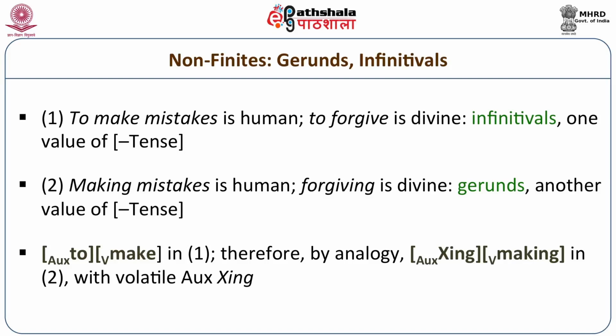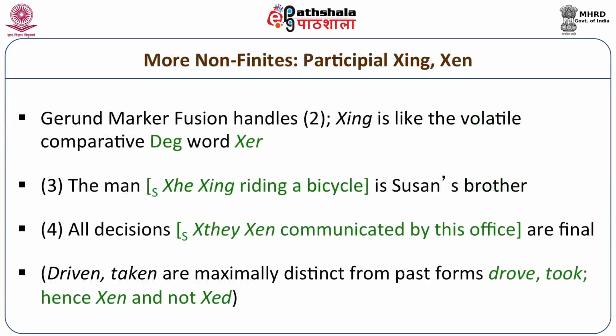Let us now move to participles, another type of non-finite clausal structure with corresponding non-finite material under the tense node. Consider sentence 3. The man riding a bicycle is Susan's brother. Riding a bicycle in the deep structure must have a subject of the clause co-referential with the man. The subject is the volatile x-he. It must also have a volatile tense x-ing, which will fuse into riding, leaving you only with riding in the surface structure.